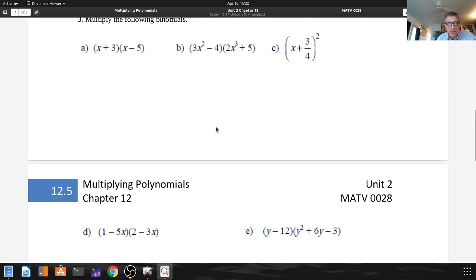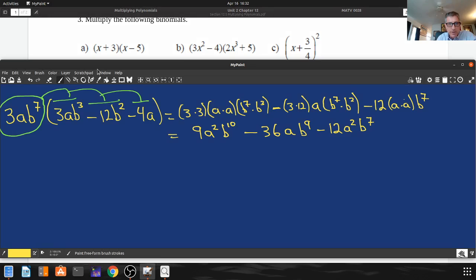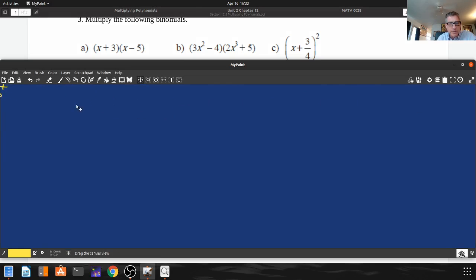This is really, really important. All of this is important. Every last bit of this section is very fundamental in future classes. So now we're multiplying two binomials. You say, okay, how's that going to go? Well, it's not going to be so bad.